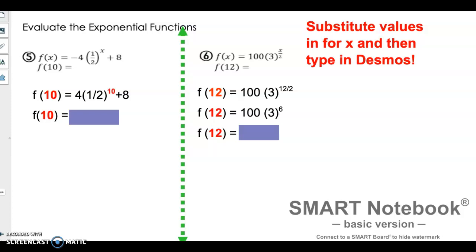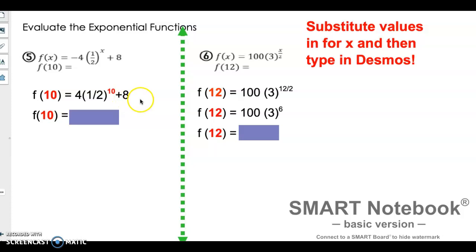So in number 5, it says f of x is equal to -4 times 1/2 raised to the x plus 8. We need to find f of 10. So we need to evaluate our function for an input of 10. What that means is everywhere we see an x, we're going to replace it with a 10, because 10 is our input. So f of 10 is equal to -4 times 1/2 raised to the 10th plus 8.